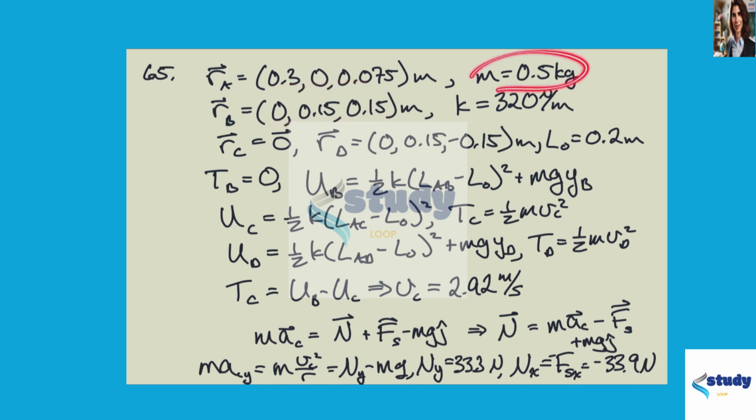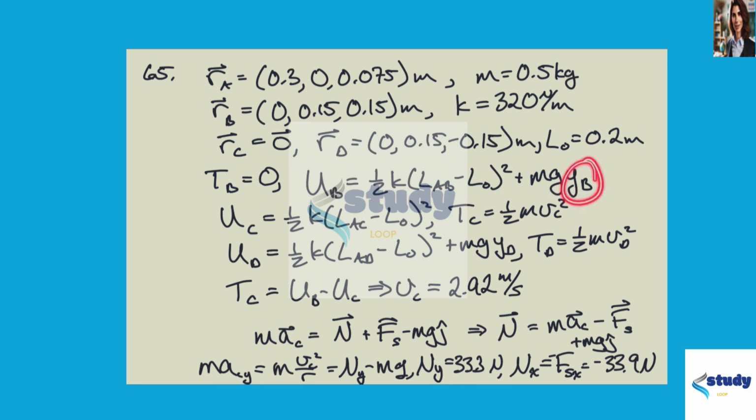We're told the mass of the slider is a ½ kilogram, and the spring constant is 320 newtons per meter. And the spring has an unstretched length of 200 millimeters. And we're told that at position B, the collar is released from rest, so that the kinetic energy is 0 there. The potential energy at B has potential energy from the spring and from gravity.